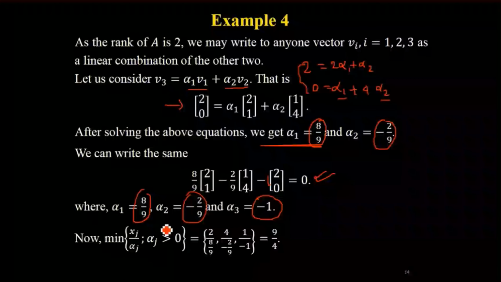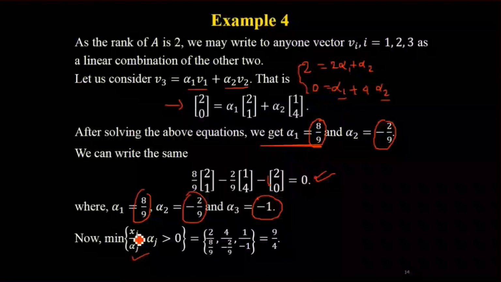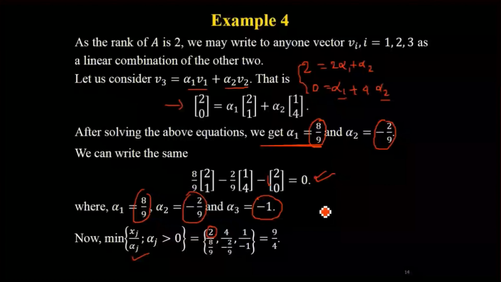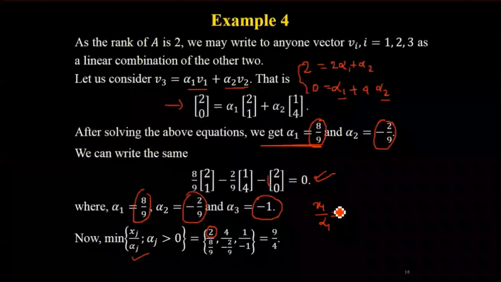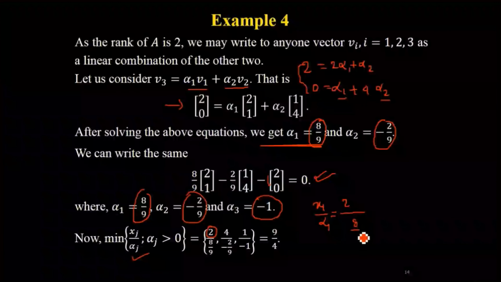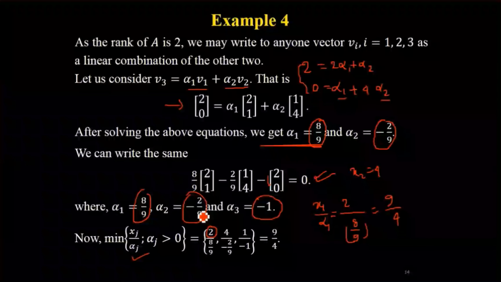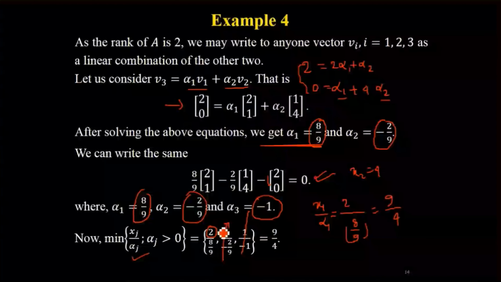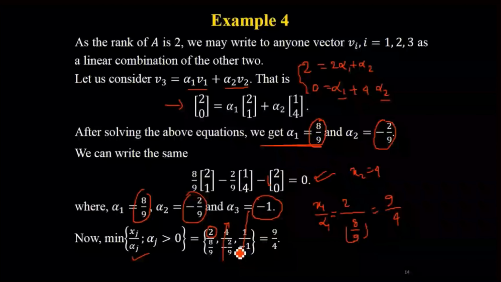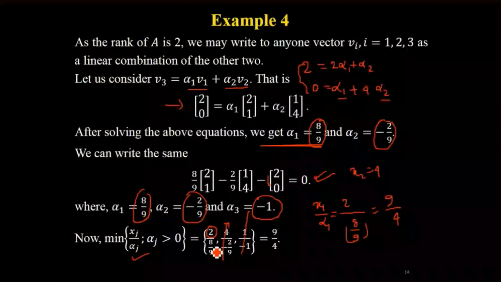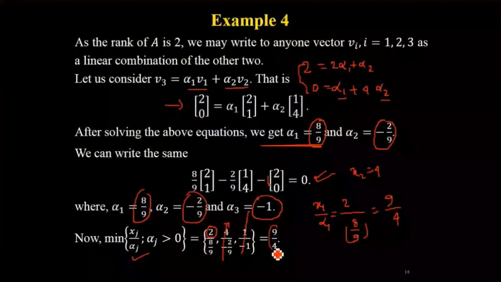Now x values we know, so we have to find the ratio xj by alpha j. So x1 is 2, so x1 by alpha 1 is 2 by 8 by 9, which if you solve will be 9 by 4. Similarly, second one, x2 equal to 4, so x2 by alpha 2 is 4 by minus 2 by 9, and alpha 3 is minus 1, x3 is 1, so 1 by minus 1. As alpha is negative in these two cases, we will not consider those, and the only thing left is this. If other values are there and non-negative, then it's fine, we will consider them, but we will take the minimum out of that. So the minimum is 9 by 4 that we are getting here.